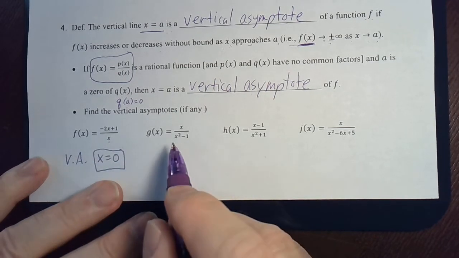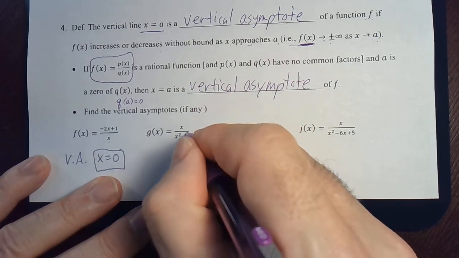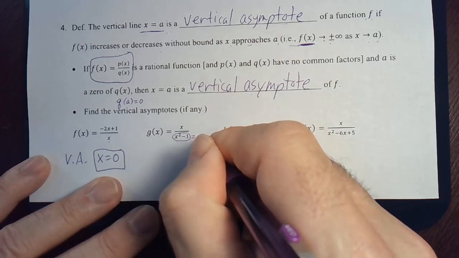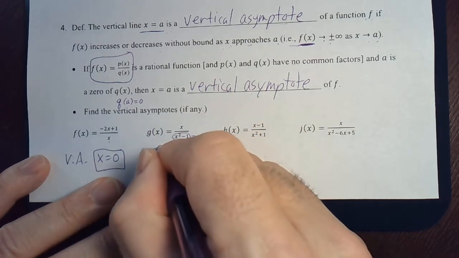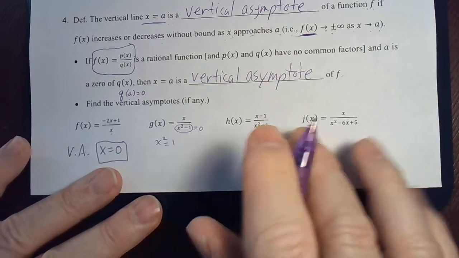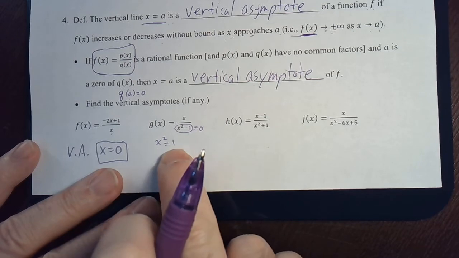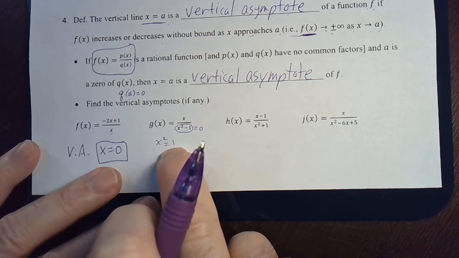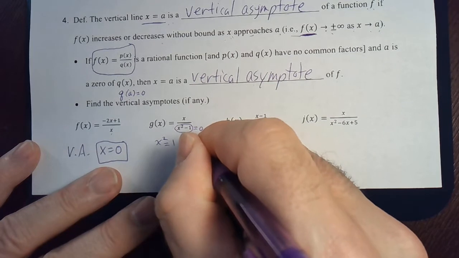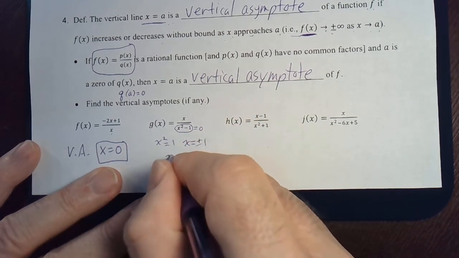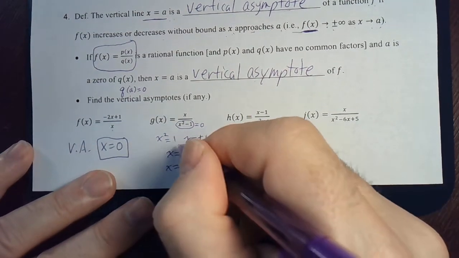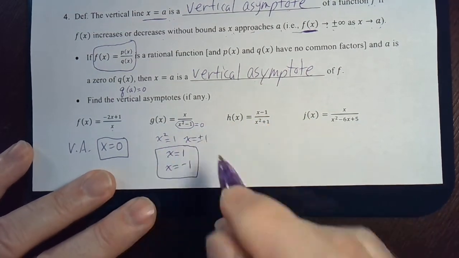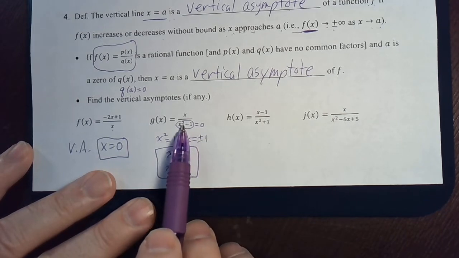All right, the vertical asymptote for g. Well, we're going to set the denominator equal to 0 and see what we get. What do you get when you say x squared minus 1 equals 0? That means x squared equals 1, and by the square root property, x is equal to plus or minus radical 1, or plus or minus 1. I'm going to write them separately because we've got this vertical line and this vertical line. There are two vertical asymptotes for this function.